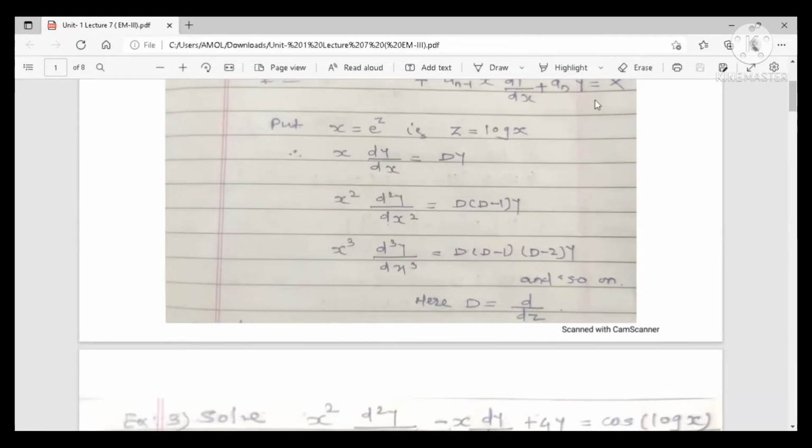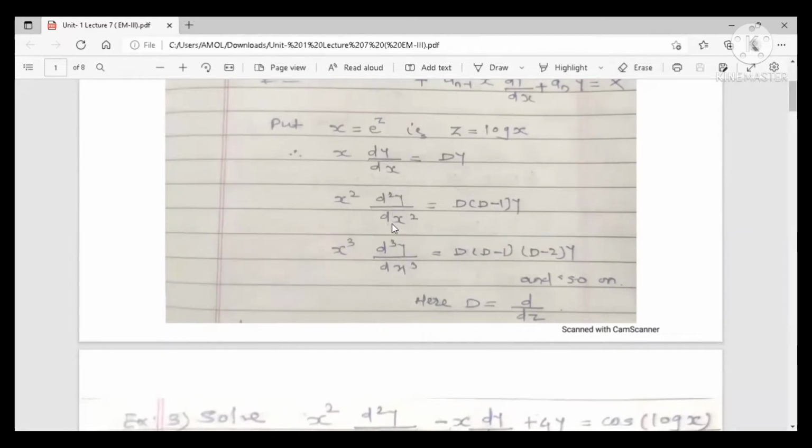So the function which is present in the RHS, the function of x, will be converted in terms of z, because we are using the substitution x is equal to e raised to z. So this capital D is nothing but the derivative d by dz, with respect to z. Because of this substitution, x is equal to e raised to z, the substitution is x into dy by dx is equal to D into y.